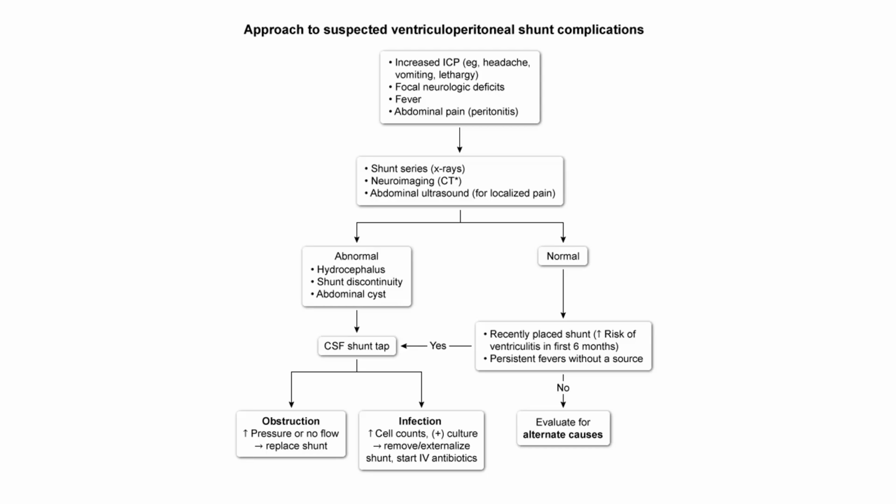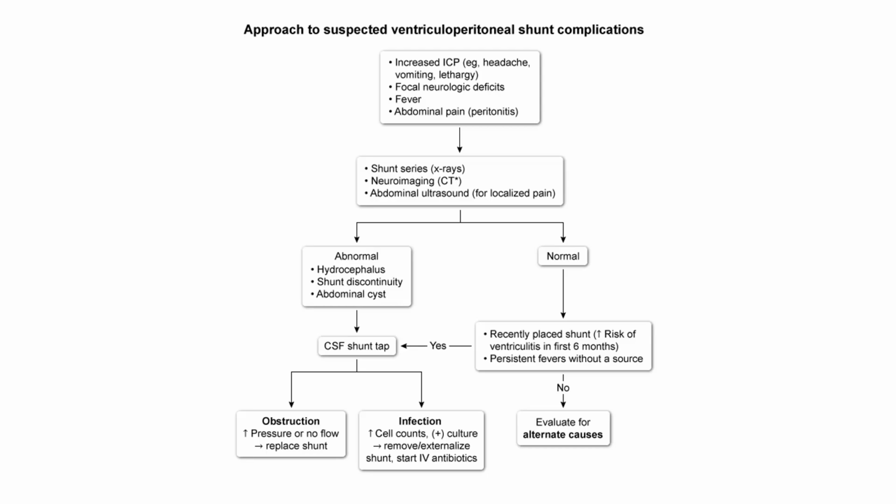If it is abnormal, that means three things may be present. There may be shunt discontinuity, there may be abdominal cyst, or there may be hydrocephalus. Then what should we do next? We should do CSF shunt tap.